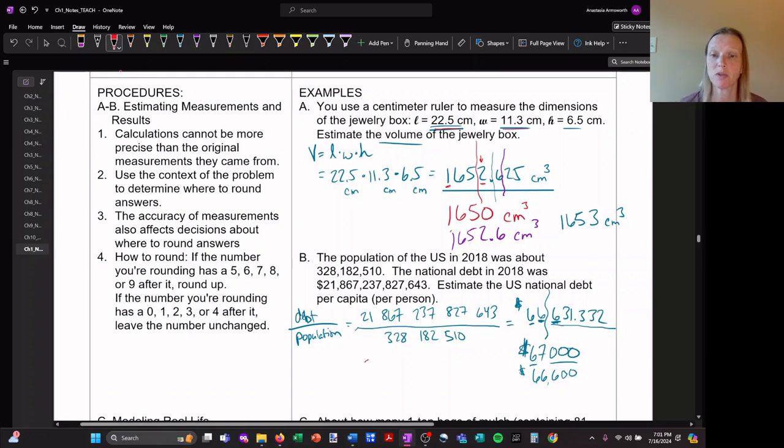So saying, this is about 22 trillion divided by about 330 million. And then if you punch that into your calculator, you get 66,666.667.